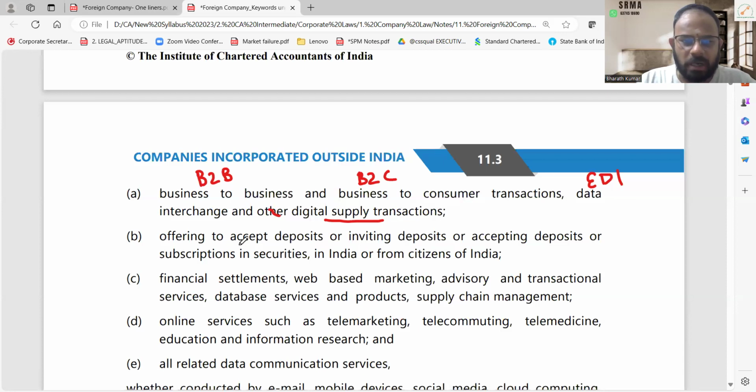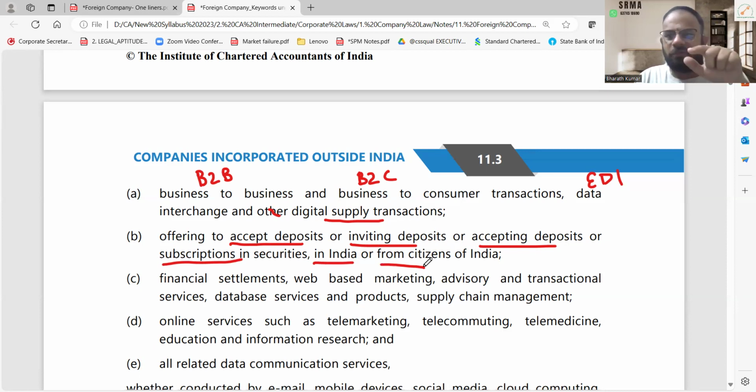Next, offer to accept deposits, or inviting deposits, or accepting deposits or subscription in securities in India or from citizens. That means I am not bothered whether it is only within India. It can be from the citizens of India also, who can be outside India. Chapter number 5 coverage, I told you, no deposits. So what is a deposit? What is an eligible deposit? If you study all that, you will understand this point. The point is very simple: I don't need to be bothered whether it is within India or not.